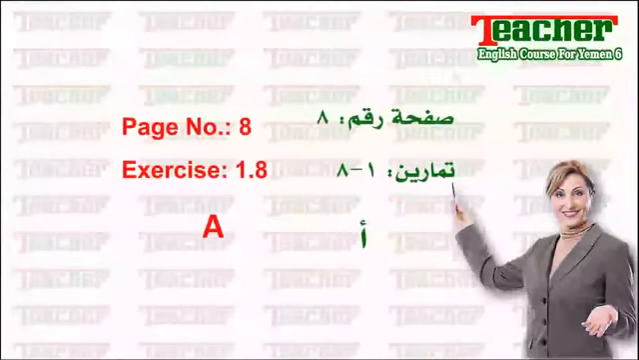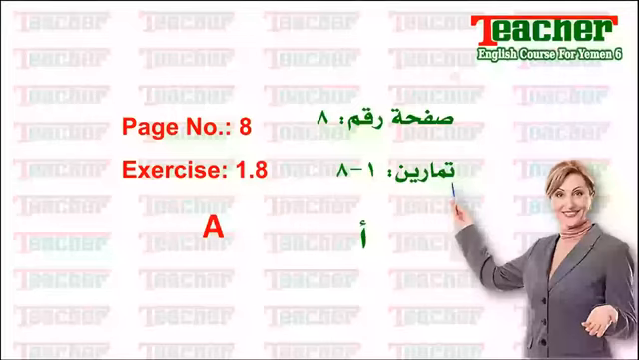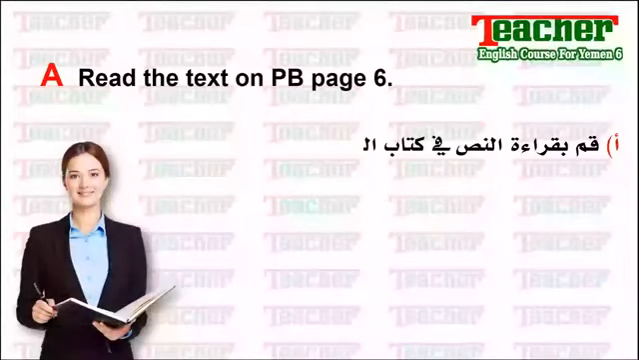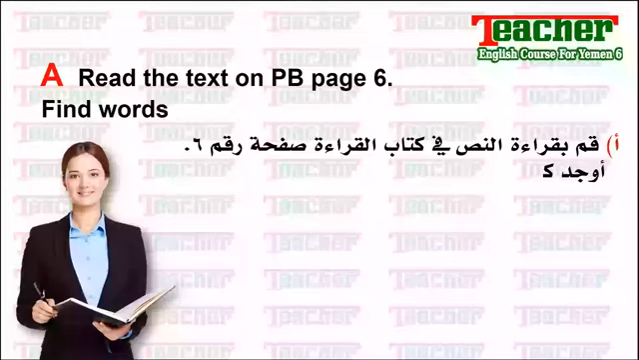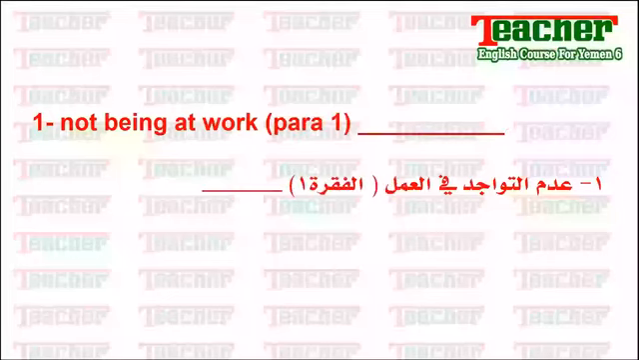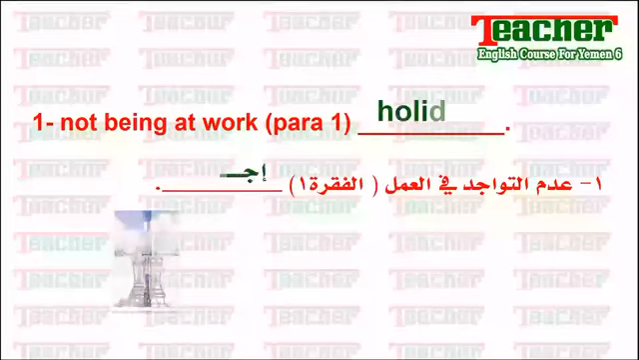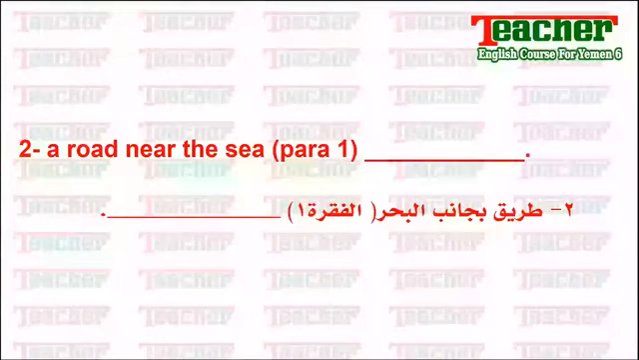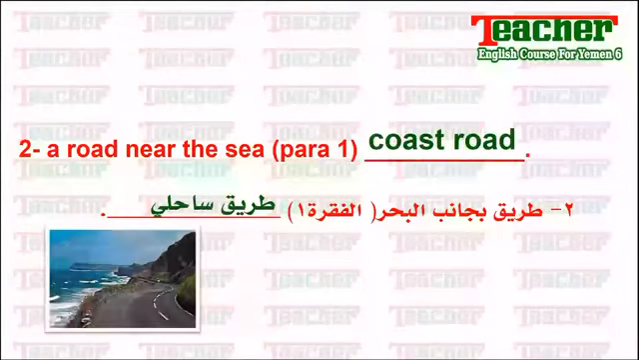Page number 8, exercise 1.8. A. Read the text on PB page 6. Find words that mean the following. One. Not being at work. Holiday. Two. A road near the sea. Coast road.